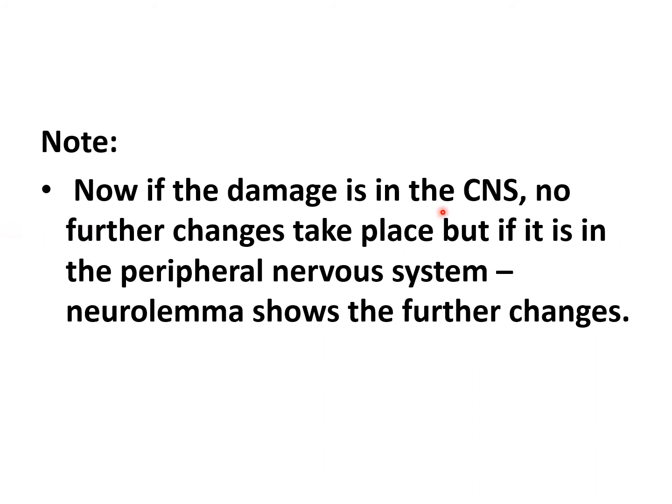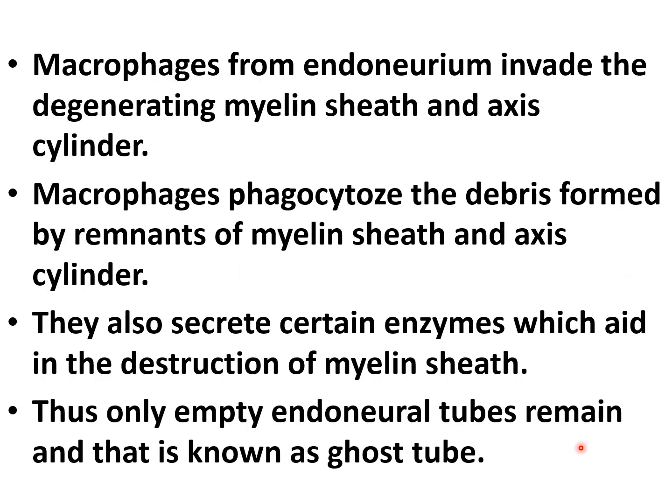Now, if the damage is in the central nervous system, no further changes take place. But if it is in the peripheral nervous system, the neurolemma shows further changes. The macrophages from the endoneurium invade the degenerating myelin sheath and axis cylinder. Macrophages phagocytose the debris formed by the remnants of the myelin sheath and axis cylinder. They also secrete certain enzymes which aid in the destruction of the myelin sheath. So only the empty endoneurial tube remains, and that is known as the ghost tube.